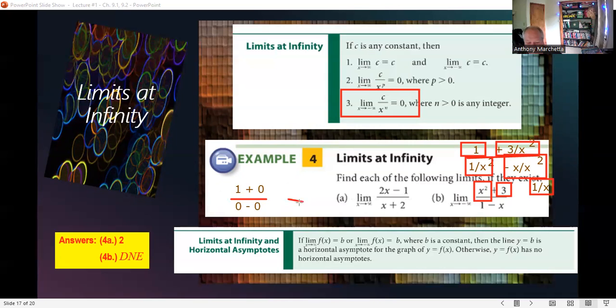And what do you get? 1 over 0. What does that calculate to, friends? 1 over 0 does not exist. The answer is does not exist. So once in a while, you'll get an indeterminate form. And when you do, and we talked about indeterminate forms, of course, you write does not exist.